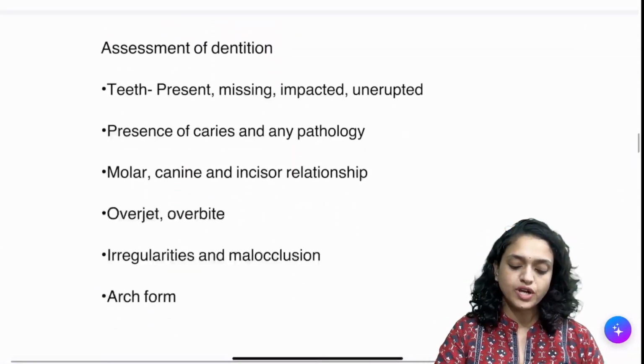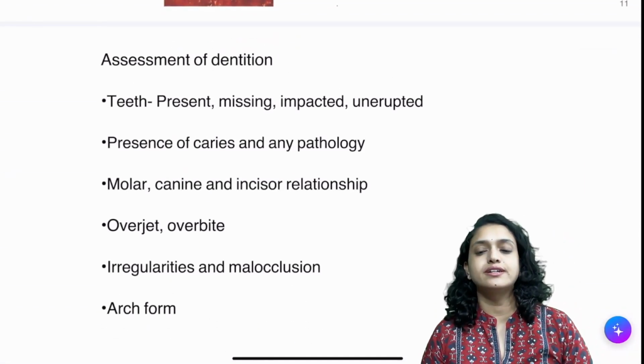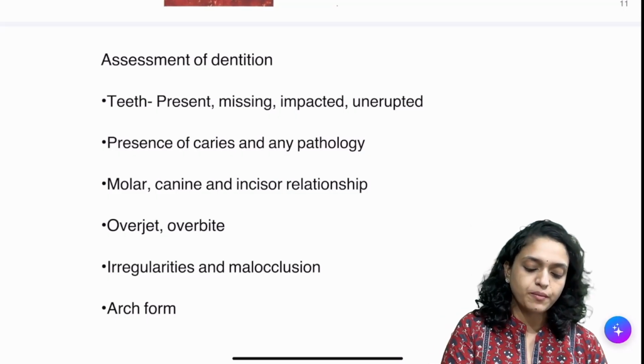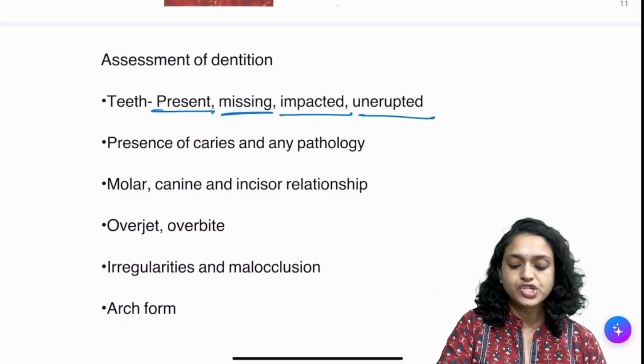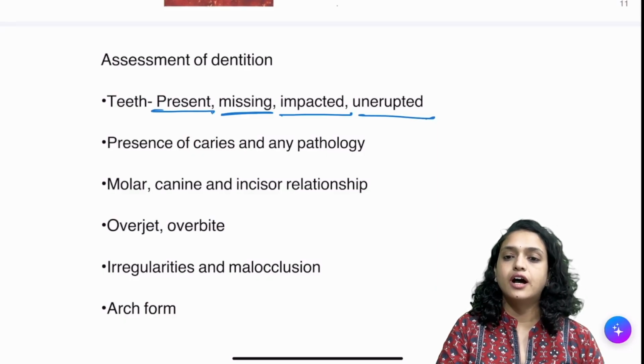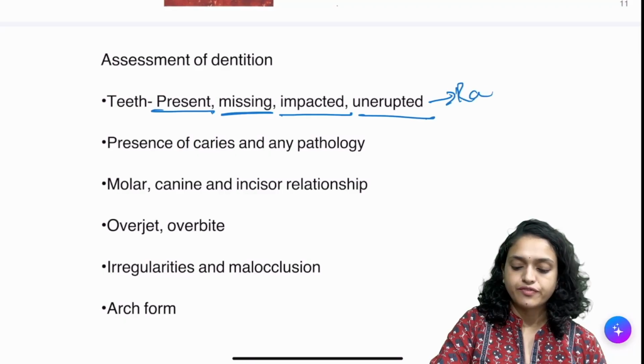Now we move on to the hard tissues. Hard tissues is quite straightforward. You look for the number of teeth that are present, the number of teeth that are missing, or are they impacted or unerupted, which can be evaluated comprehensively using a radiograph.